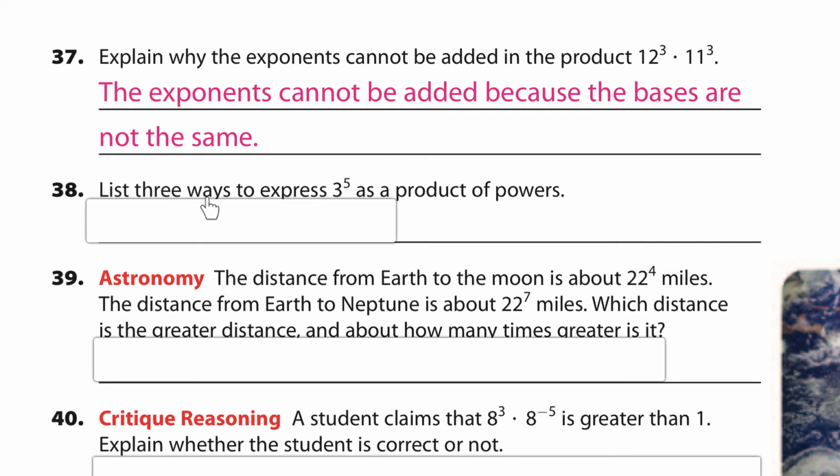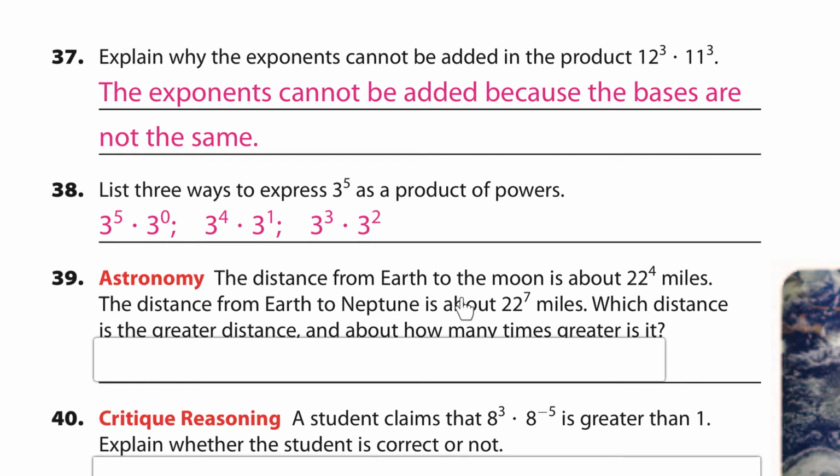List 3 ways to express 3 to the fifth as a product of powers. Well, there are many ways of doing that. Here are a few. The sum of the exponents needs to be 5. So it's 3 to the fifth times 3 to the 0, because 5 plus 0 is 5. 4 plus 1 is 5. 3 plus 2 is 5. So there are 3 ways right there.